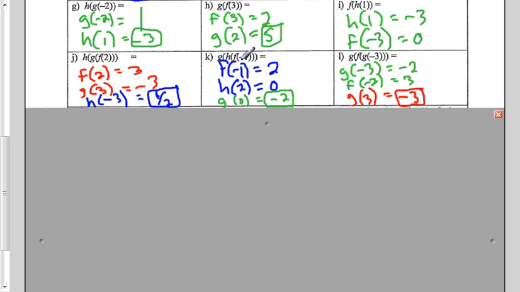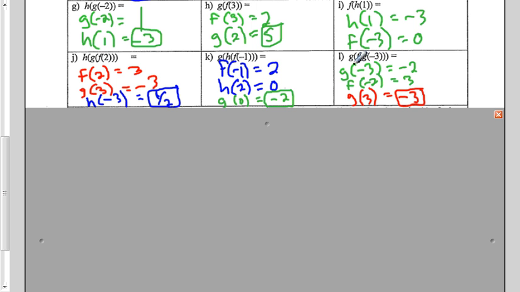Then every place you see f of -1, we put in 2, so we get h of 2. Looking at the chart, that's 0. That's when x is 2. What's the value of h of x? 0. Then substitute that in. Now we're at g of 0, and that is going to be equal to -2. So when x is 0, g of x equals -2.